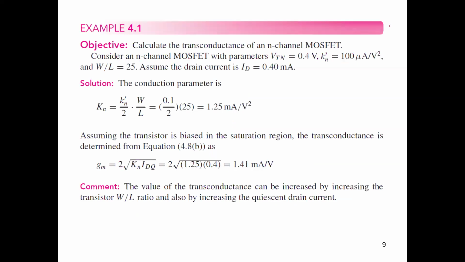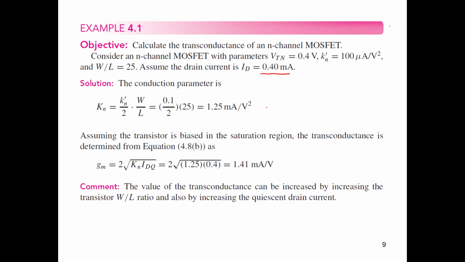Let's solve one example here. So in this example, consider an N-channel MOSFET with parameter VTN, threshold volt, equals 0.4 volt, and Kn prime equals 100 microampere per V square, and the width to length ratio is 25. Assume that the current IDQ is 0.4 milliampere. So what do we need to do here? We need to calculate the transconductance.